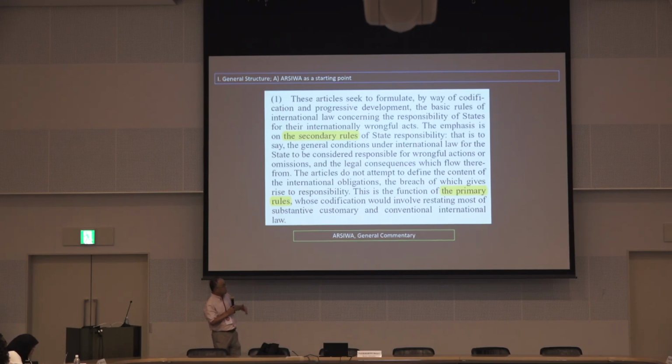But according to the International Law Commission, primary rules are composed of rights and obligations, and secondary rules come into play when the primary rules are violated. So the application of secondary rules depends upon the breach of primary rules. First, there are primary rules, and when and where they are violated, the secondary rules come into play, and the rules on responsibility are the secondary rules.